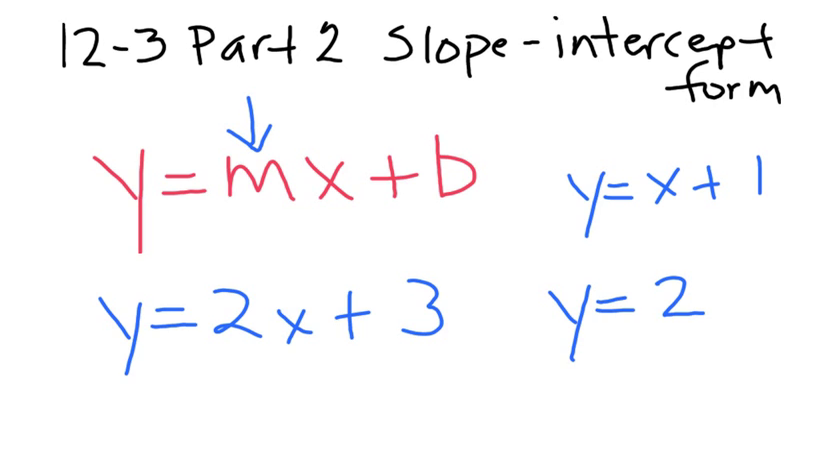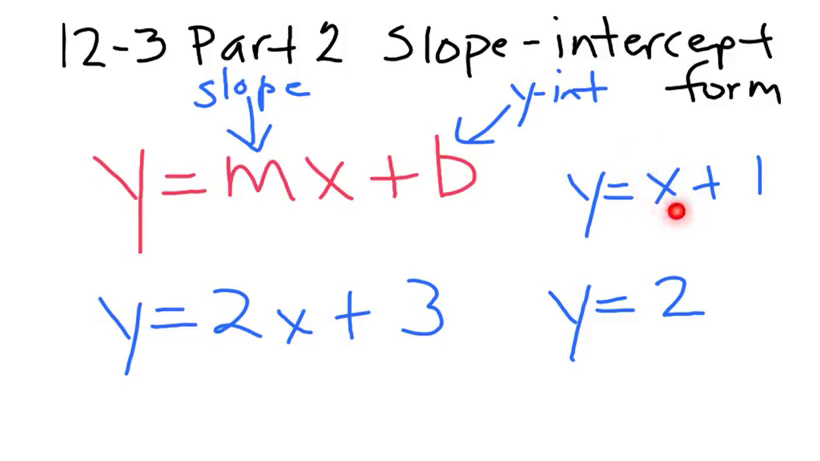M is always the slope. So when I look right here at this equation, I already know the slope is 2. It's in m's spot. The other thing I know is that b is the y-intercept. Get it? Slope-intercept form. B is the place where the line crosses the y-axis, y-intercept. So, the other thing I know is that in this equation, 3 is the y-intercept. It's in b's spot.